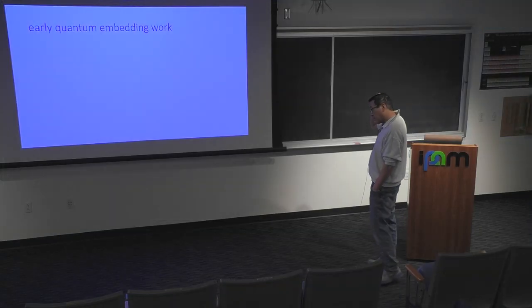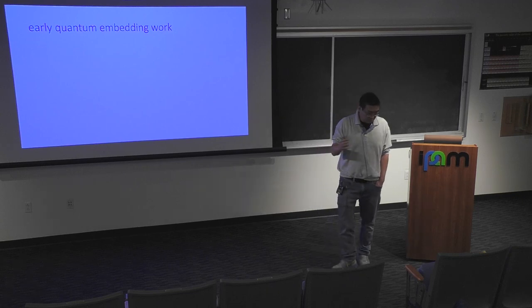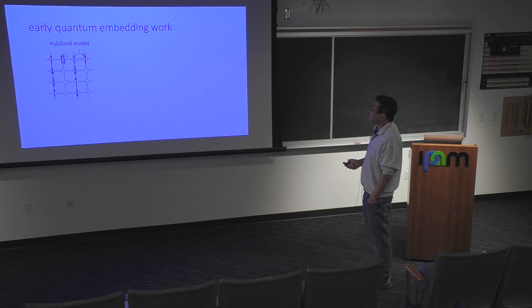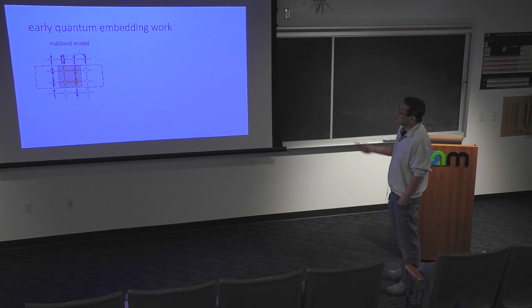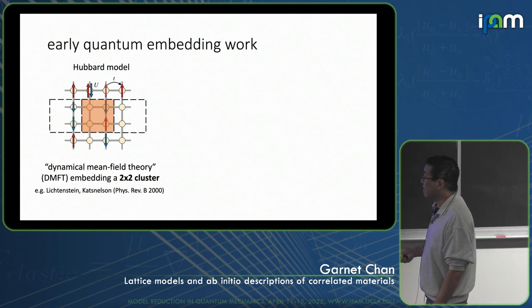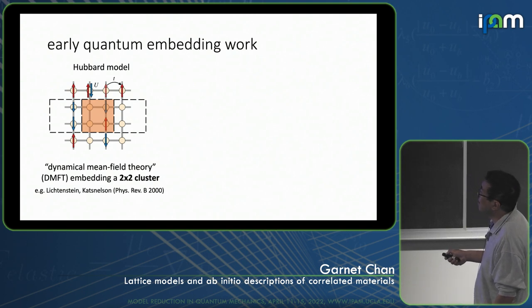So early quantum embedding work was done on these models, in particular on the one-band Hubbard model, which is the simplest of the models. And it really consisted of the procedure I described. So you take this Hubbard model and you cut out a unit cell. In this case, we cut out a 2x2 unit cell. And this work, which was done 20 years ago, was within a type of quantum embedding known as dynamical mean field theory, this acronym DMFT. And here is, for example, one of such early papers.